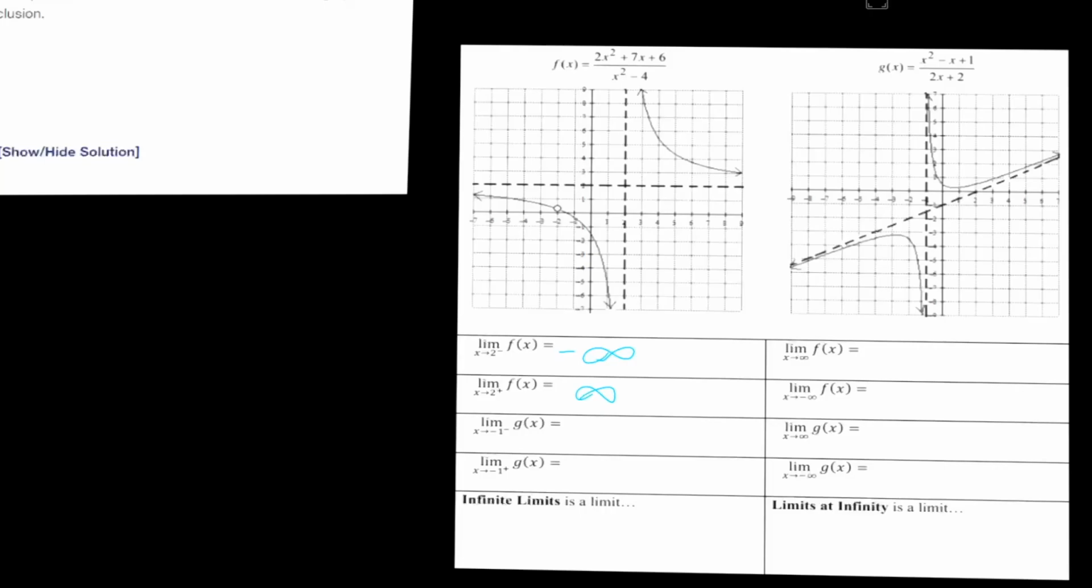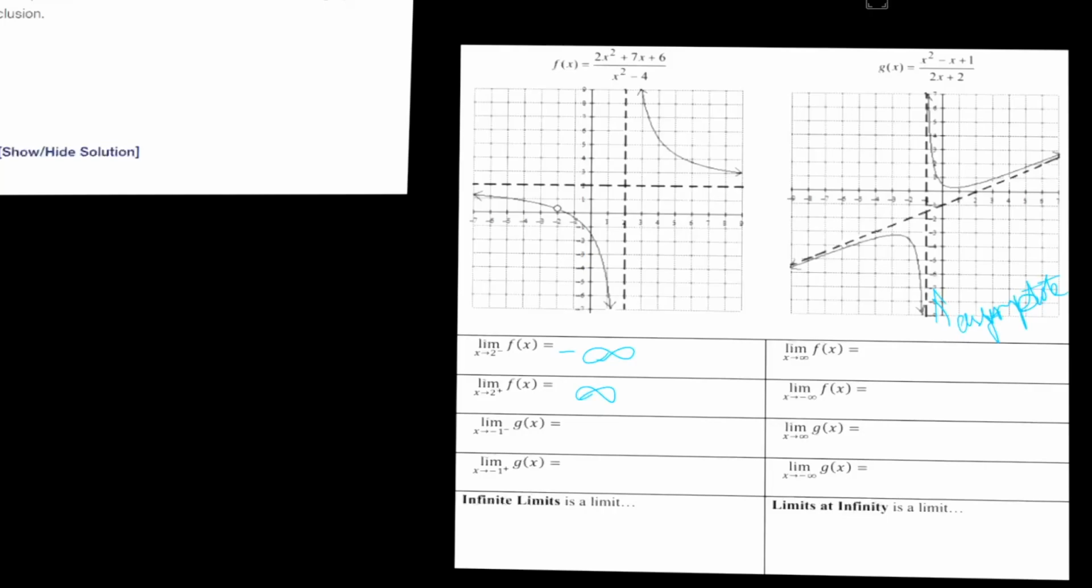So what's going to happen to the limit of g of x as x approaches -1 from the left side? So -1, where's -1? It's right here. This is an asymptote, just like for f of x. Okay, my handwriting's kind of bad, but yeah.